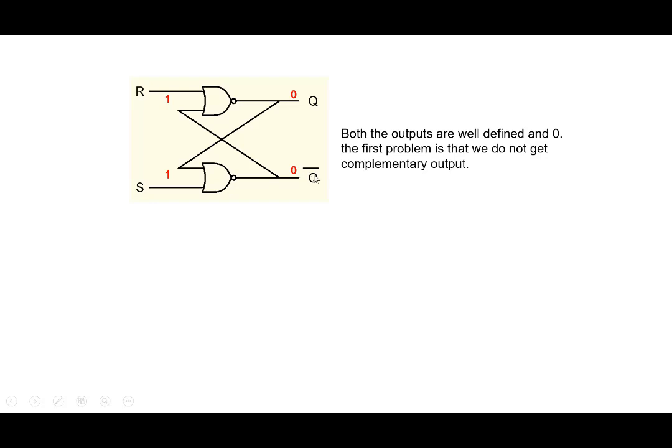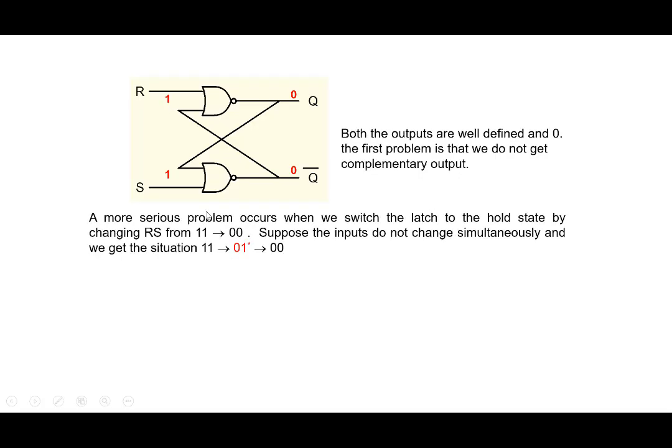But there's another reason why we don't use these two inputs, R equal to 1 and S equal to 1. And that is that when you remove 1 1 and go to some other input, for example, if you take 1 1 and then go to 0 0, which we saw is the hold state, the output is unpredictable.